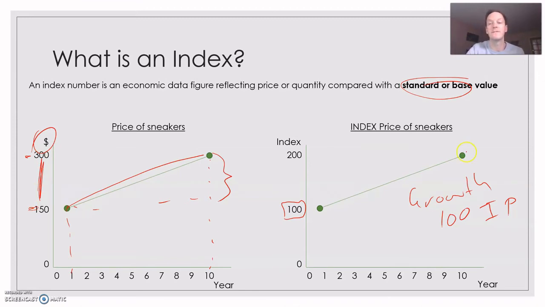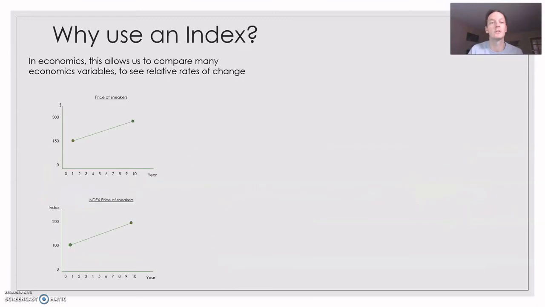But if this finishing point, let's say, was 1,000, just as an example, you could say that the price for sneakers is 10 times what it was in year one, because 100 times 10 is 1,000. It doesn't tell you what the price was. All an index does is show you the relative change in whatever value that is. Let's look at some other things.